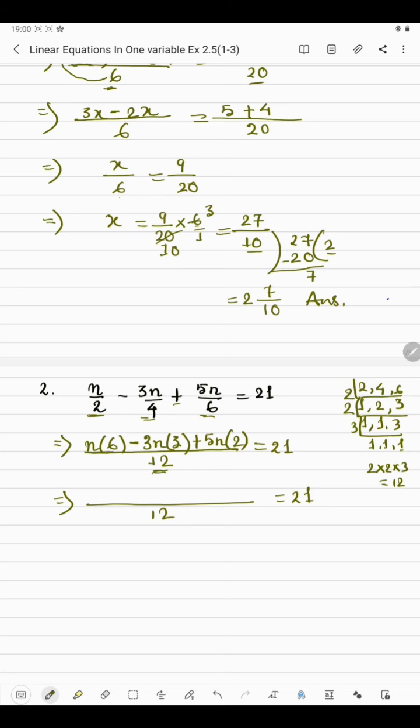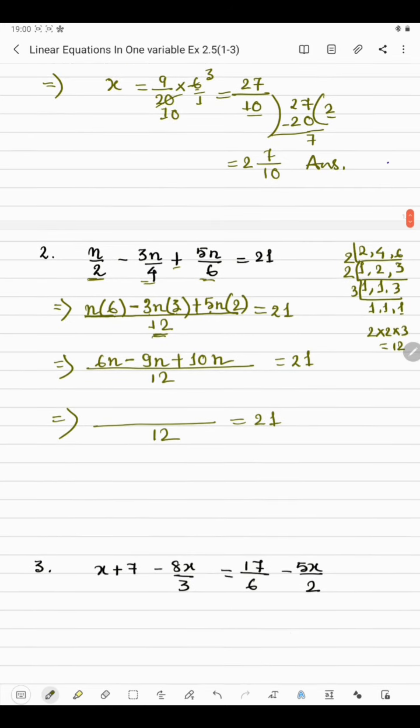Now here we'll just multiply. So 6 multiplied by n is 6n, minus 3 3s are 9, 9 into n is 9n, plus 5 into 2 is 10, so it's 10n. Now here 12 will be in the denominator, so we'll write 12, and 21 is on the right hand side, so we will write that.